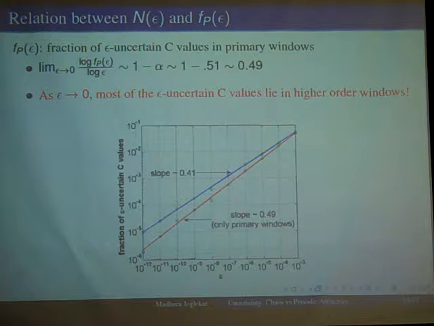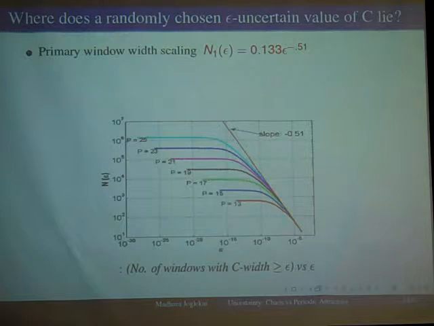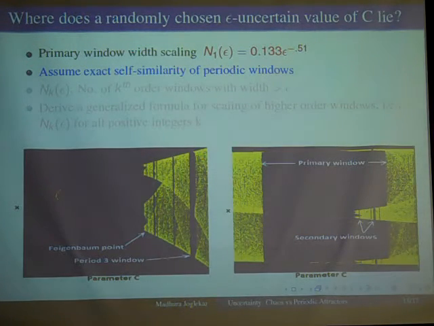Now this is something that we got through numerical simulations, and we wanted to see if we could establish this through the primary window width scaling that we had, which gave a scaling exponent of 0.51. So like I said, periodic windows display a fractal structure in which windows of various orders are almost self-similar to one another. So we assumed exact self-similarity of periodic windows, which means that if you zoom in on any region of the bifurcation diagram, you get a bifurcation diagram similar to the original bifurcation diagram.